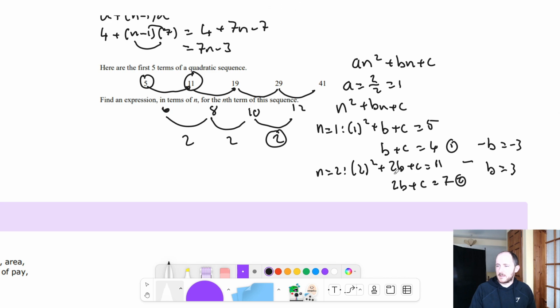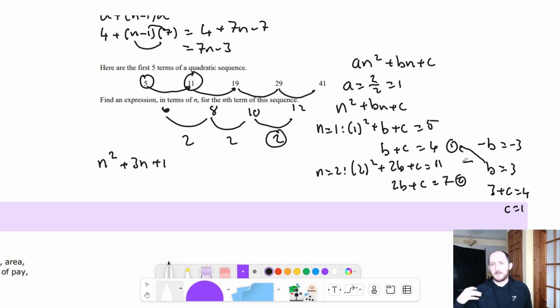If I sub that into this equation up here, I get 3 plus c equals 4, so c is equal to 1. So my actual final answer: A is 1, so we have n squared. B is 3, so plus 3n. And C is 1. That is my equation right there.